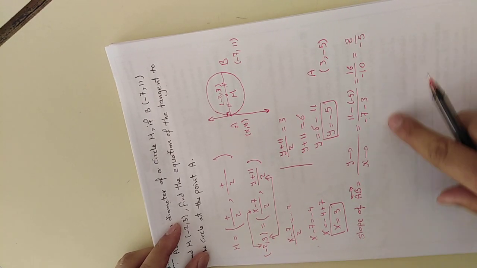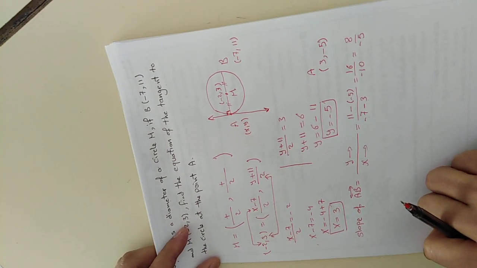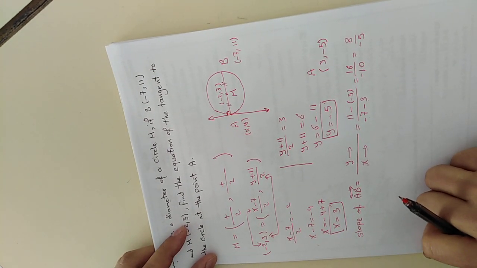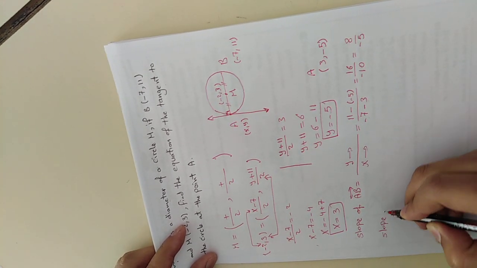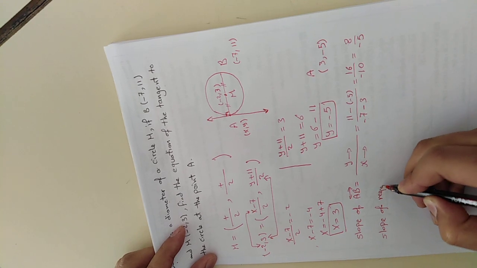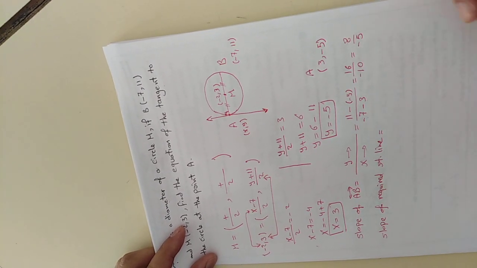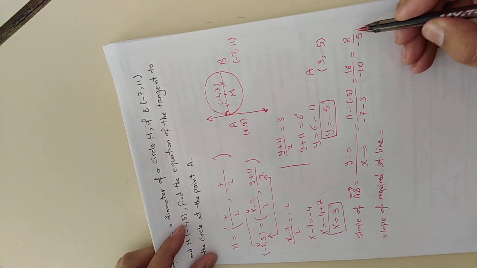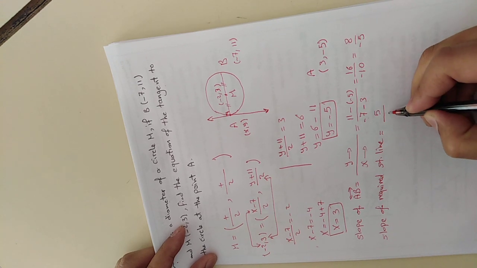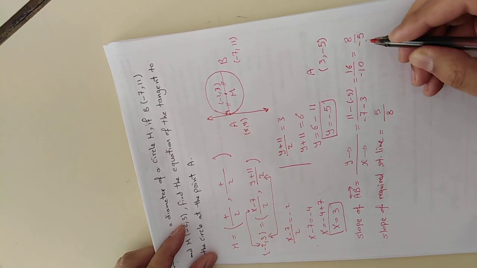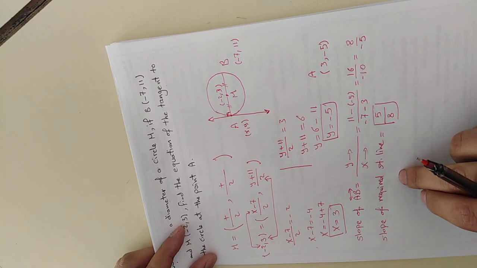This is the slope of AB, but the slope of our straight line we can find because they are perpendicular. Then the slope of the required straight line is what? How can we find it? Yes, switch and change one sign. Switch to 5 over 8 and change negative into positive. This is the slope of the required straight line.